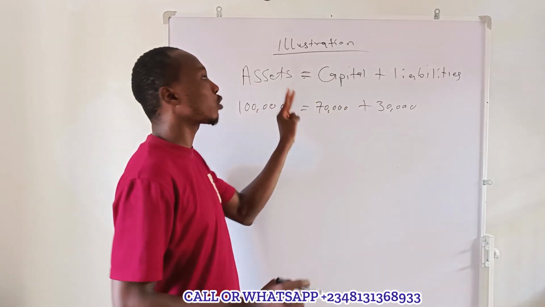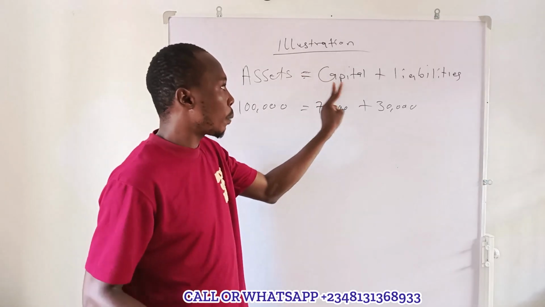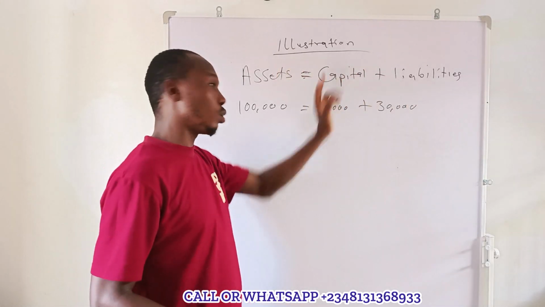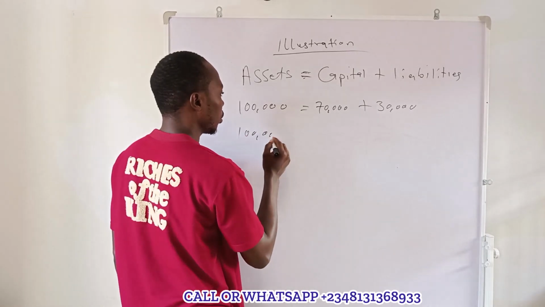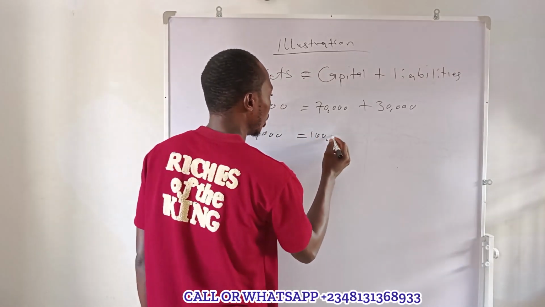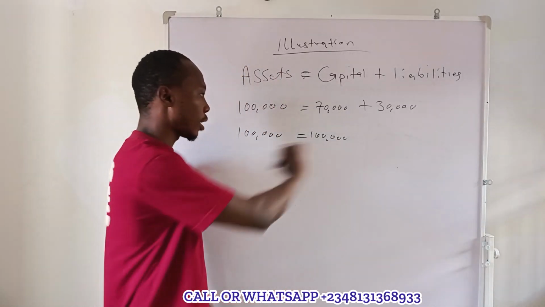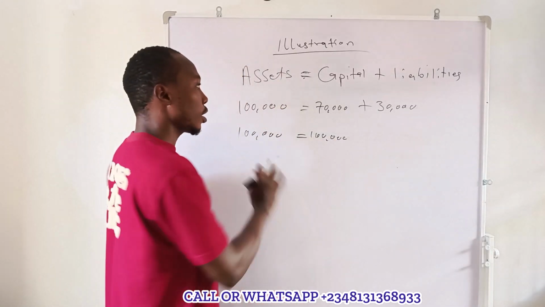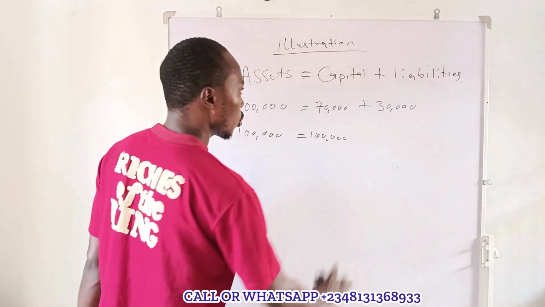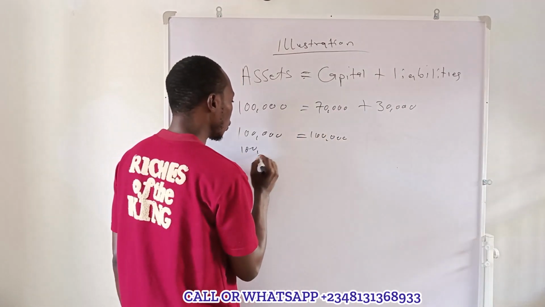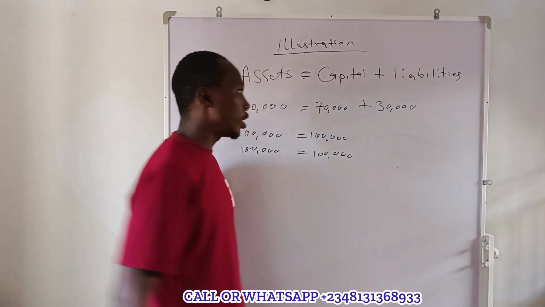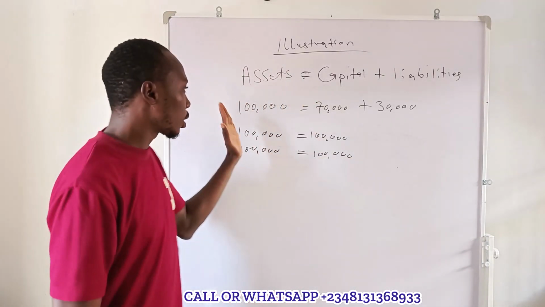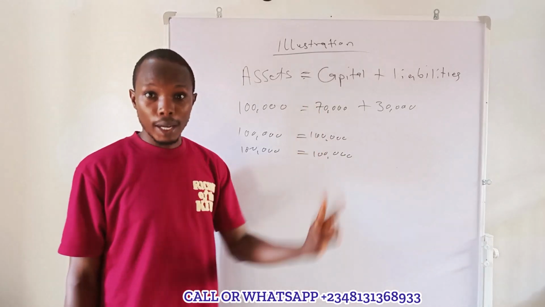That is, your asset has to be equal to both capital plus liability, or just liability, or just capital. In the case where it is just capital, then it is 100,000 equal to 100,000. That is, it has to balance. That's why it's called a balance sheet. Your asset has to be equal to your capital. And in the case where it is just a liability, it is also 100,000 equal to 100,000. Now, in these three cases, both the left side and the right side balance.